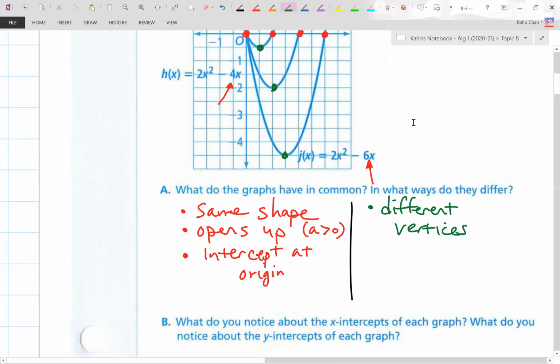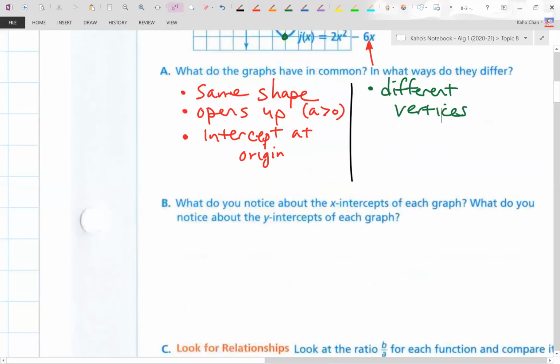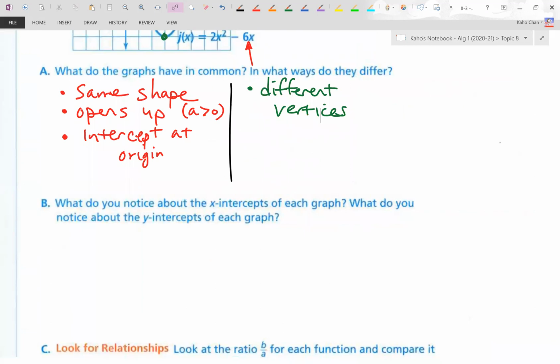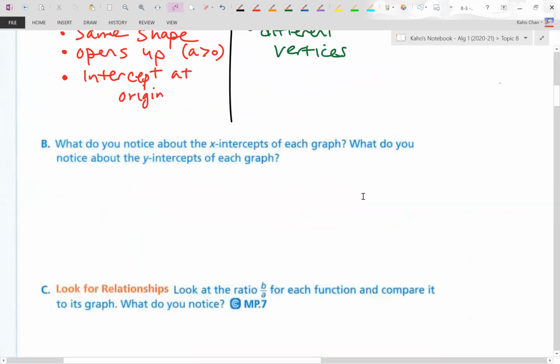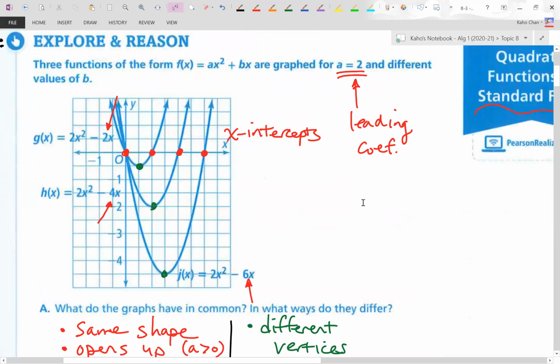All right, let's answer some more questions about those three graphs here. What do you notice about the x-intercepts of each graph? What do you notice about the y-intercepts of each graph? So we've already highlighted the x-intercepts right there, 0, 0, 2, 0, 4, 0, 6, 0. And the y-intercept, where it crosses the y-axis, seems to be the same at 0. Interesting. Let's jot that down.